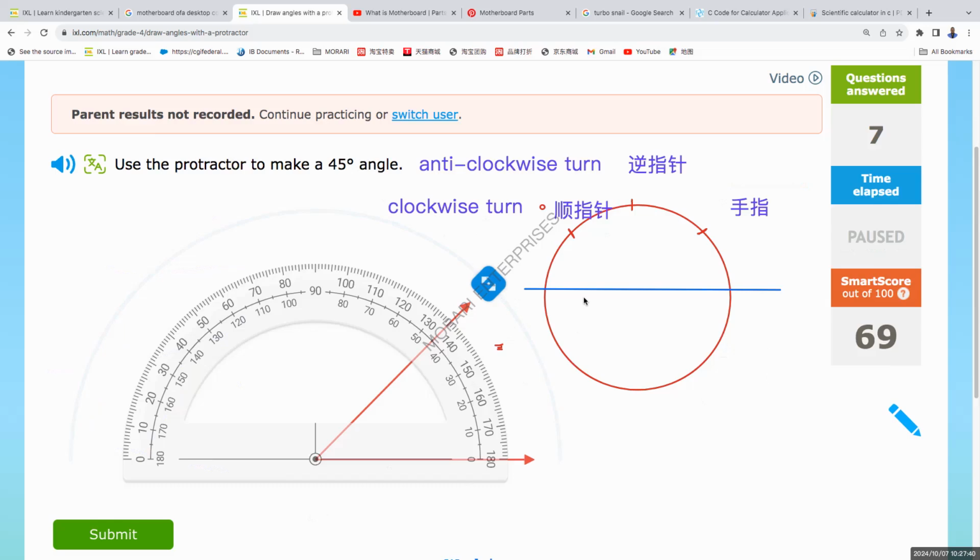Anti-clockwise. So those are words that you have to learn before the teacher even starts teaching it.